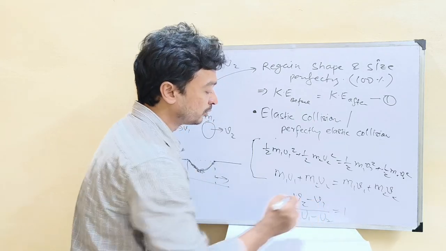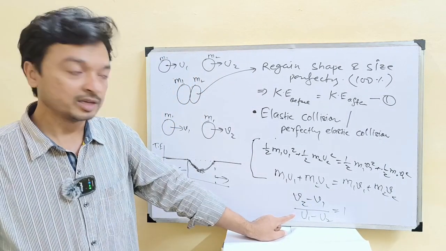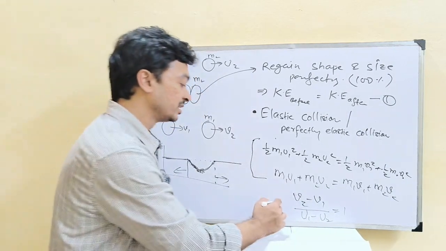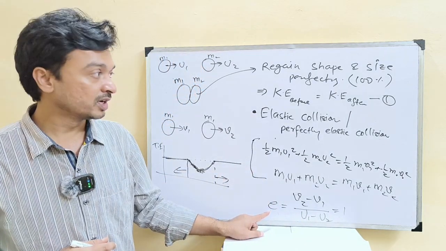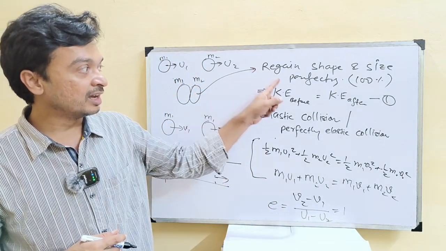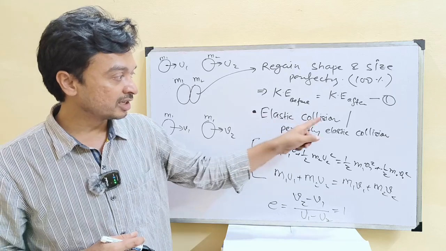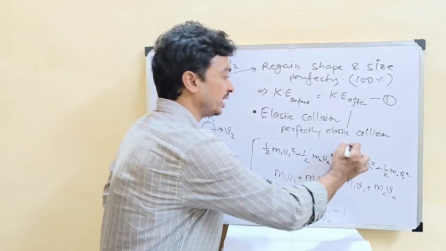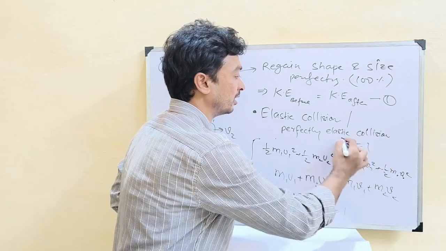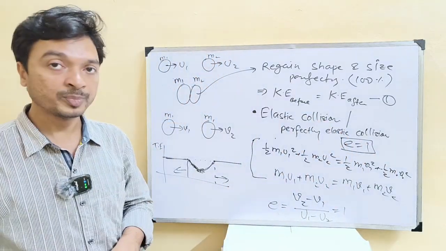When you solve both the equations, you will get this relation. What is this? Remember it, this is nothing but the coefficient of restitution. So for perfectly elastic collision, either you say elastic collision or perfectly elastic collision, E is equal to 1, coefficient of restitution is equal to 1.